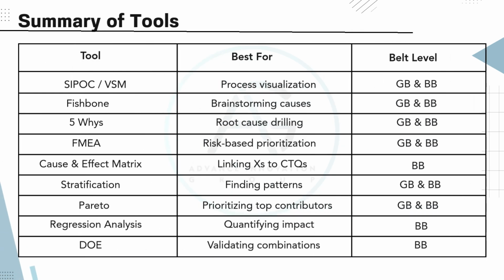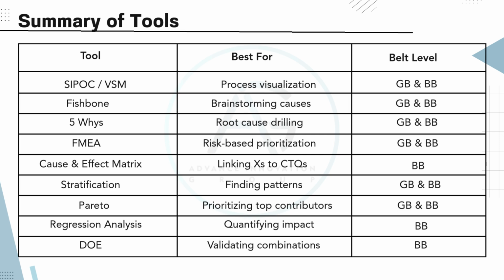Summary of tools. This slide presents key Lean Six Sigma tools and how they are used depending on the level of belt certification, either Green Belt, GB, or Black Belt, BB. SIPOC/VSM is used for visualizing the process from start to finish, great for identifying where inefficiencies may occur. Fishbone diagram is helpful for brainstorming potential causes of a problem. It's a structured way to look at root causes.